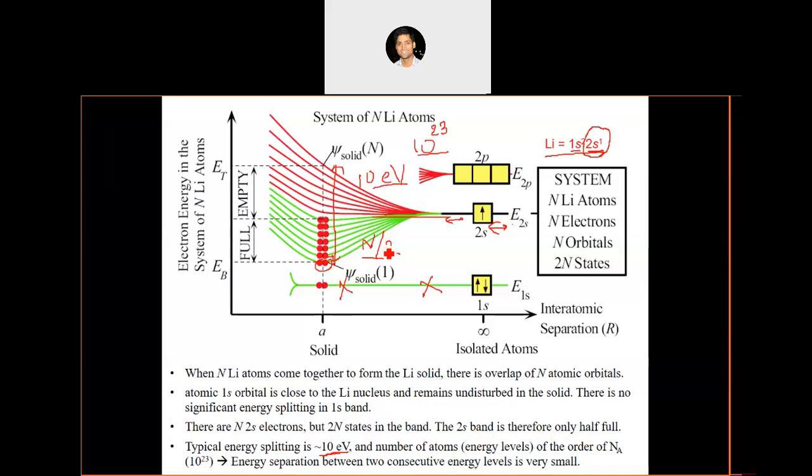So we have n by 2 energy levels which are full, and n by 2 energy levels which are empty. Because when n lithium atoms come together, the total number of energy levels will be n, but we have only n electrons, which occupy n by 2 energy levels. N by 2 energy levels will remain empty. Was that your question, or did I not answer your question?